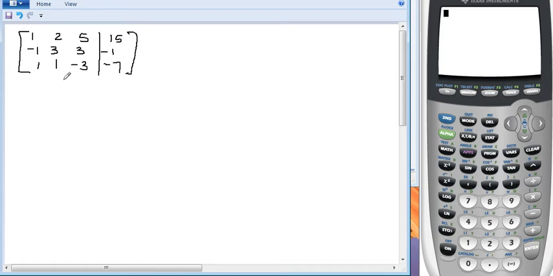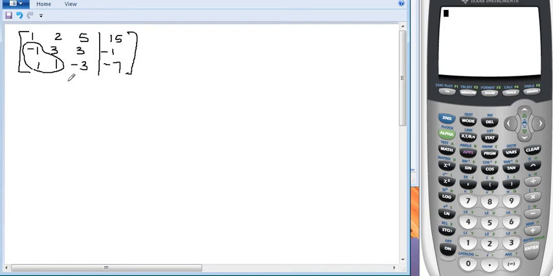The goal of the game is to get this corner right here to all be zeros. Then I'm done. If this is a 0 and that's a 0 and that's a 0, then I'm finished, and I'll show you once we get to that point how we see that we're finished.